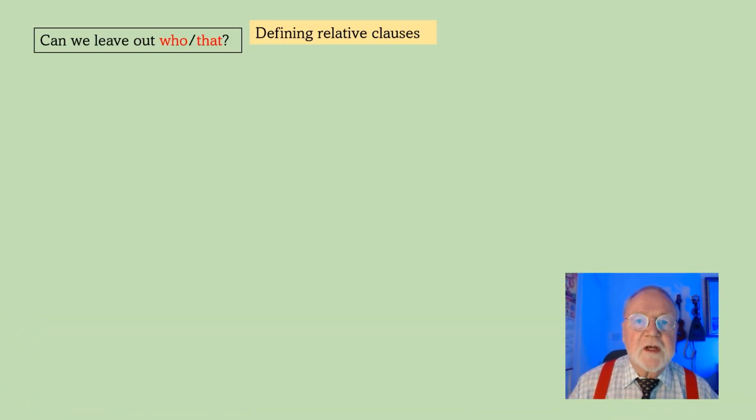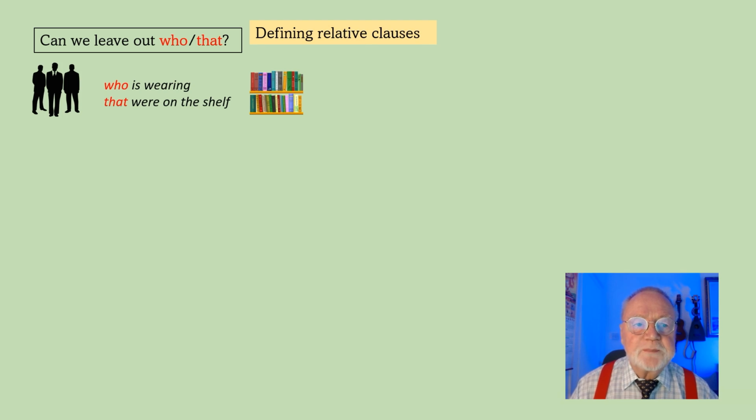I think I can hear you saying, just a minute, Charles. I've seen sentences where these pronouns are left out. So when exactly can we do that? Let's look back at our previous example. The man who is wearing a tie can speak Spanish. Where are the books that were on the shelf? Now in both these examples, who and that are subjects of the verb in the relative clause. You can see who is and that were.